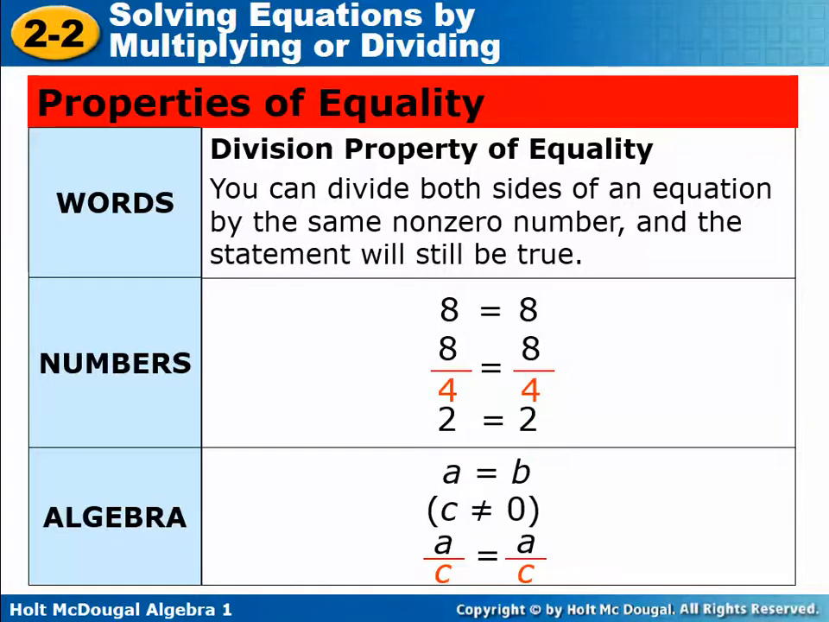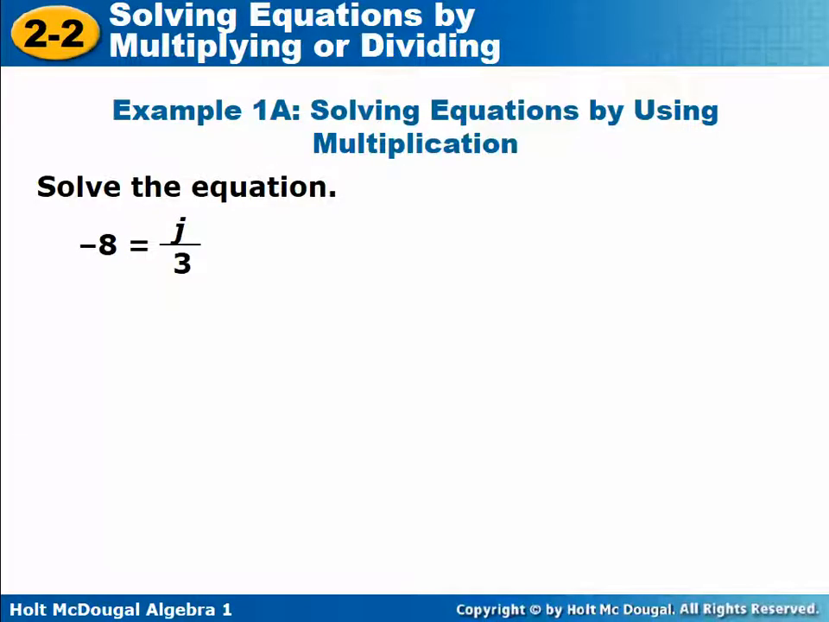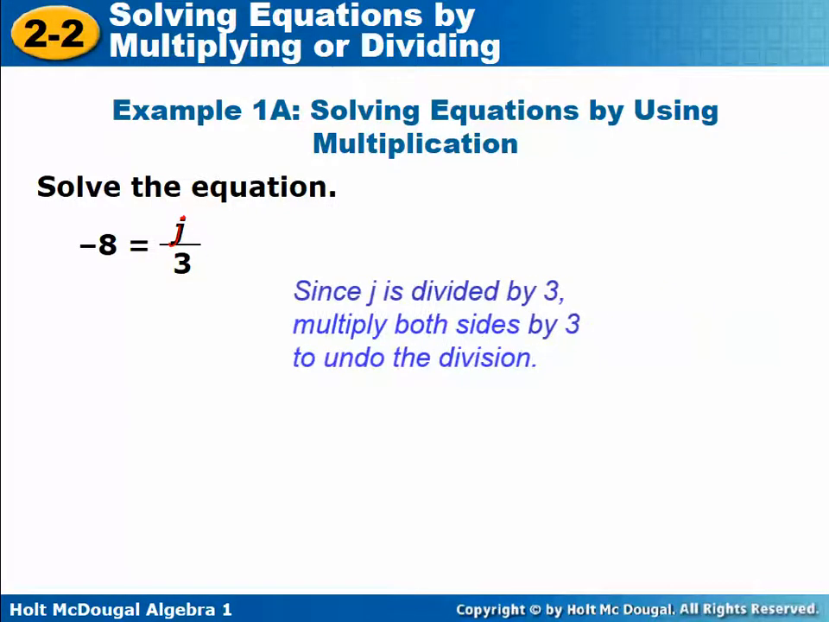All right, let's look at our first type of problems, which is going to be the variable being divided by some number. So we will undo that by multiplying. So here we have negative 8 equals j divided by 3. That's how we would read that. The variable is j. Right now it's being divided by 3. So we think to ourselves, what is the opposite of dividing by 3? And the opposite of dividing by 3 is multiplying by 3.